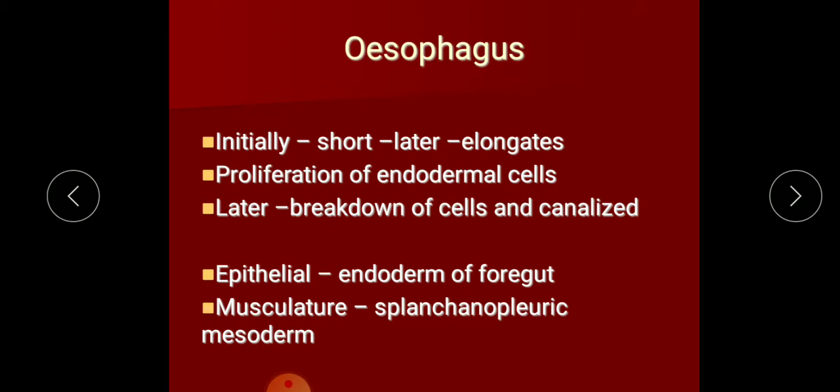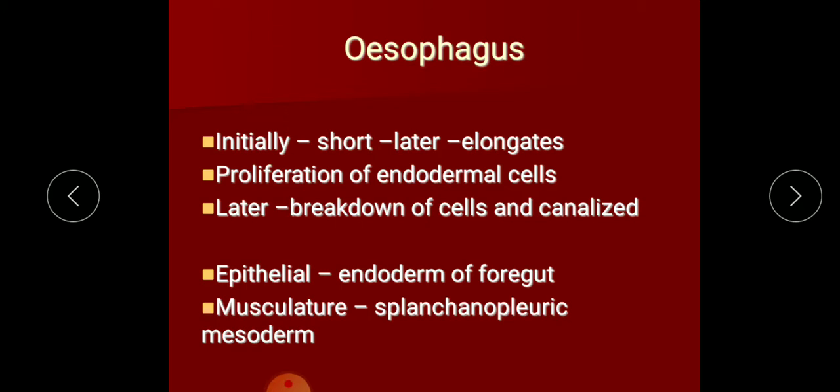So when I am saying it's a derivative of foregut, always think it is the epithelial lining that is the derivative of foregut. The surrounding muscle layer is derived from the splanchnopleuric mesoderm. When I am saying muscle layer, there is something very specific in the muscle layer of esophagus. What is it? Esophagus upper third will have got striated muscle. Middle third will have got mixed muscle, that is, both skeletal muscle plus smooth muscle, and lower third is smooth.